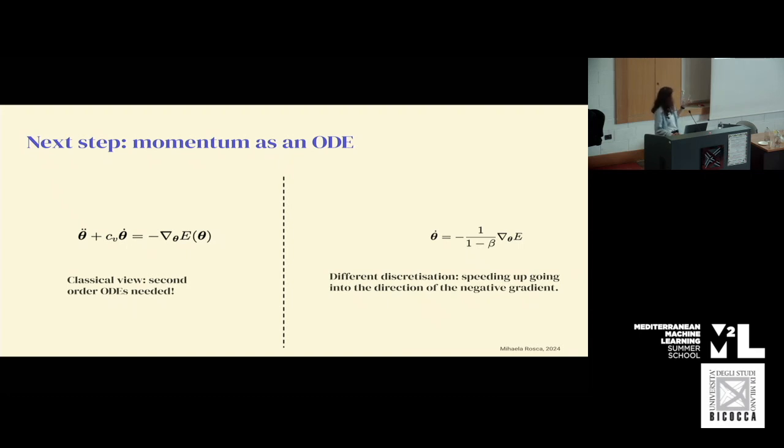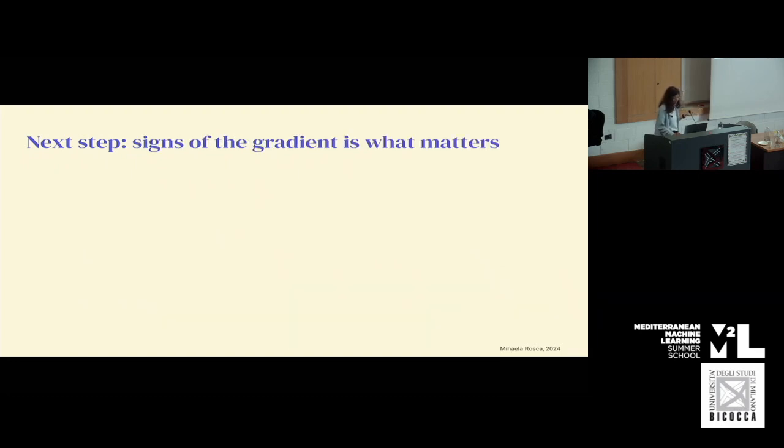Because beta is between 0 and 1, 1 over 1 minus beta is going to be greater than 1. So in this case, as long as the discretization behaves well, and as we've seen, it doesn't always, you can think of it just as a sped-up version of gradient descent. Now, this is quite important.